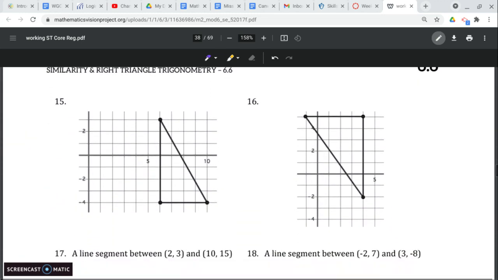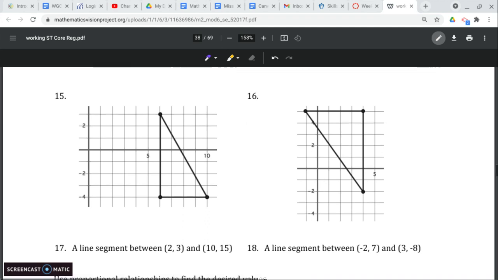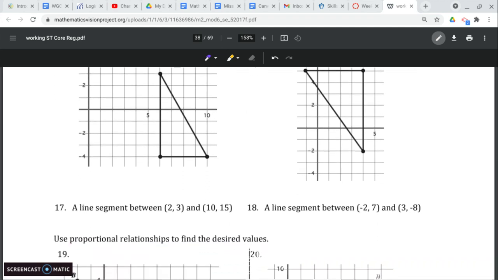So same idea, 15 and 16. Notice there are 3 sides because we have triangles, so you need to find the midpoint of each of the sides. And if it's not a whole number, that's okay. We're dealing with midpoint, so there's a good chance it's going to be a decimal.